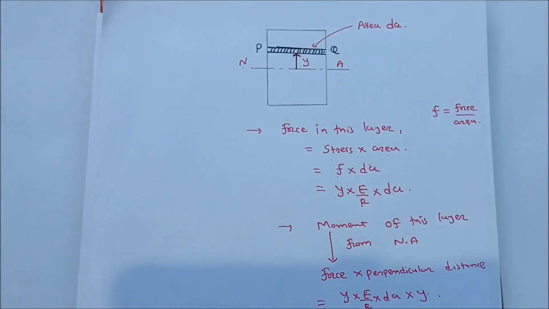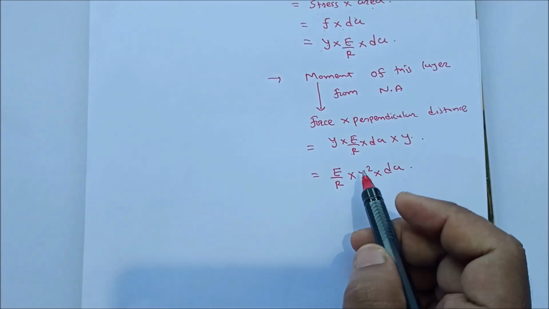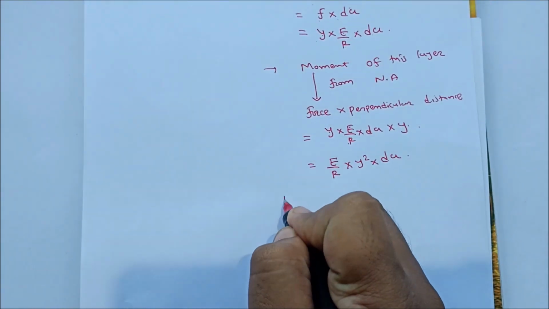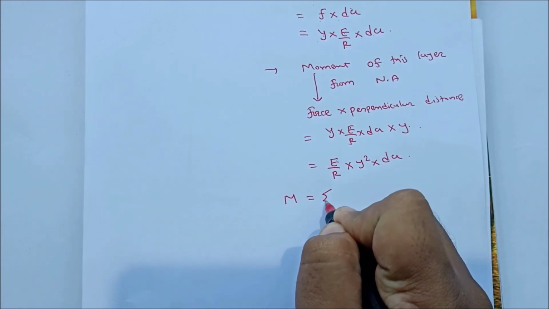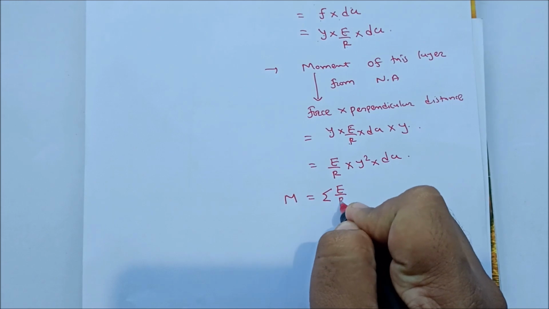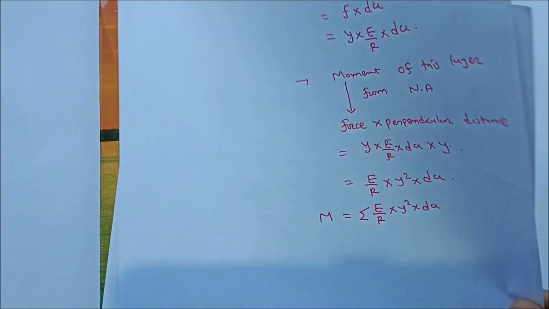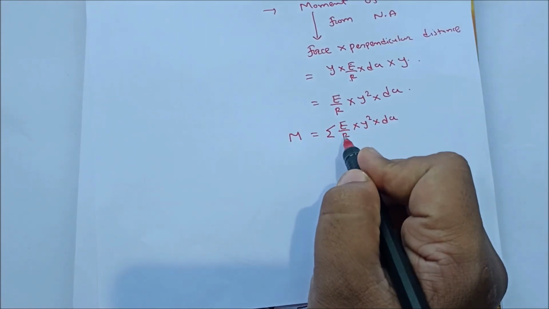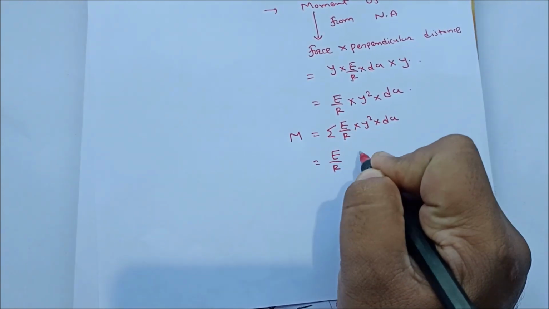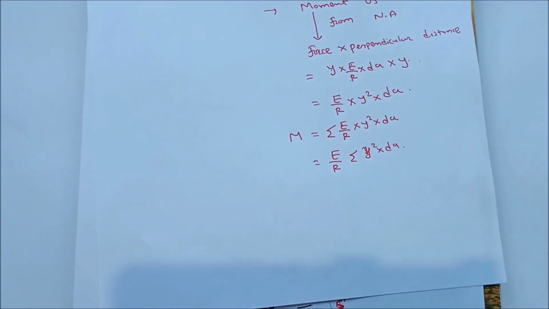So how can we find the moment of the whole section? That is the algebraic summation of all such moments about the neutral axis. So the moment is equal to the algebraic sum of these moments, sigma E by R multiplied by Y square dA. But the modulus of elasticity and the radius of curvature are constant. So it is E by R sigma Y square into dA.